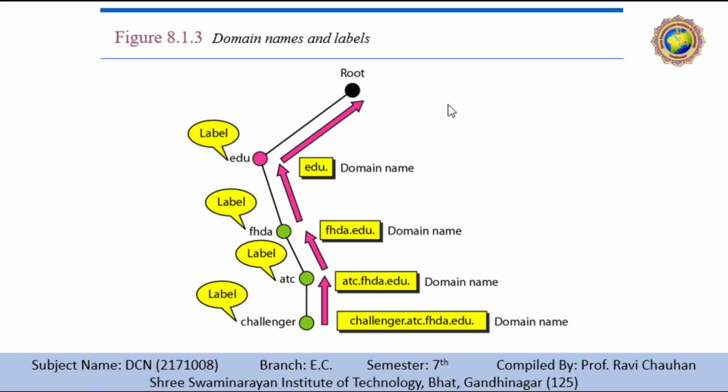Our figure shows some domain names, like this. Challenger, each has a different label. The labels are challenger, ATC, FHDA, EDU, and root. So the name will be challenger.atc.fhda.edu. Fine. So it is a domain name.